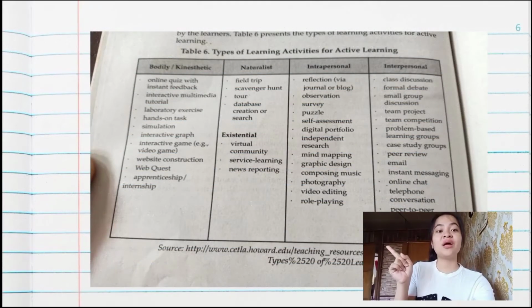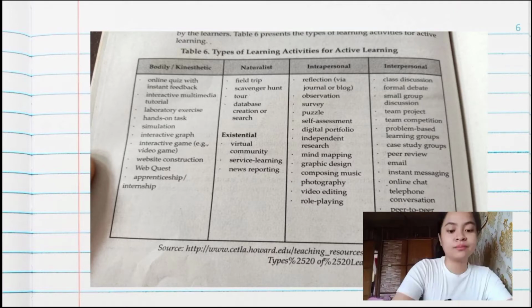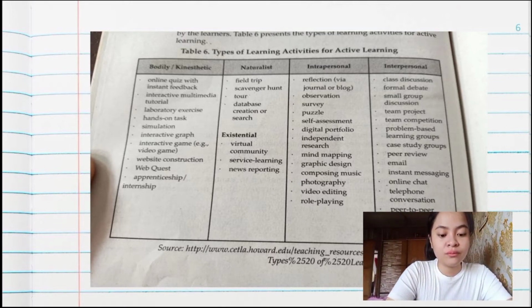Table 6 presents the types of learning activities for active learning: bodily-kinesthetic, naturalist, existential, intrapersonal, and interpersonal.